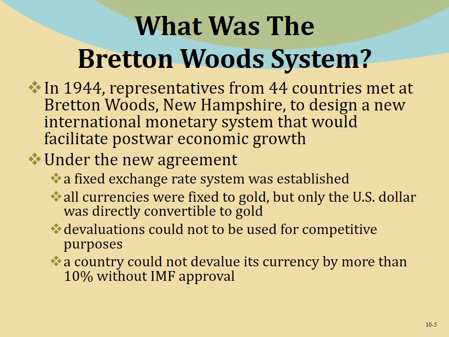Under the Bretton Woods system, the only currency that was to be convertible to gold was the dollar. Other countries set their exchange rate relative to the dollar. So, the dollar was set against gold at $35 per ounce, and each country determined its exchange rate relative to the dollar. Devaluations were not allowed for competitive purposes, and a country couldn't devalue its currency by more than 10% without IMF approval.